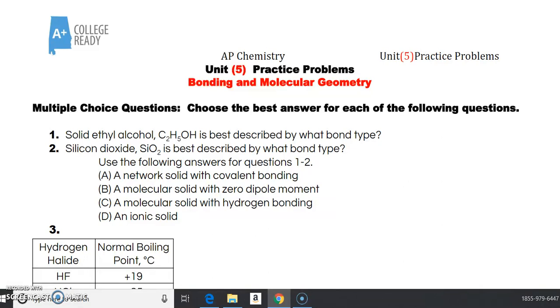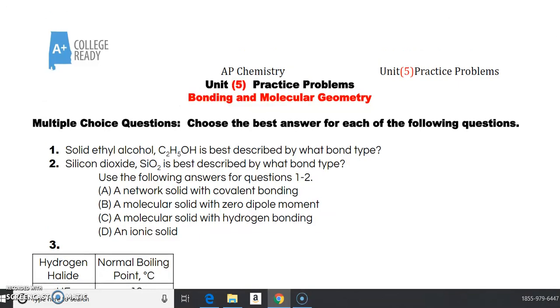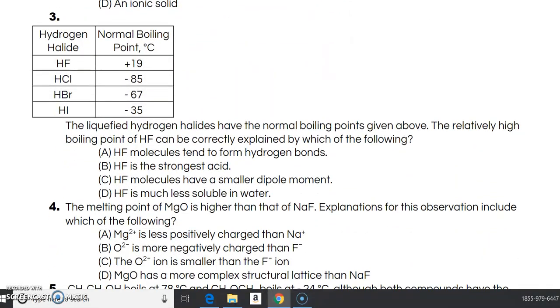So our best answer for number 1, of course, is going to be C. It has hydrogen bonding. Number 2, silicon dioxide is best described at what bond type? Well, silicon dioxide is basically sand, and there's 2 common compounds that are used on the AP exam that we refer to for network solids, and network solids that are covalently bonded. So A is our best answer because, of course, the silicon and the oxygen are covalently bonded to each other, even though silicon is a metalloid.